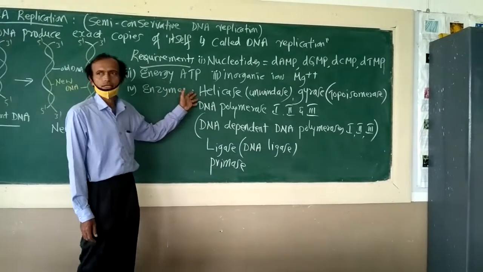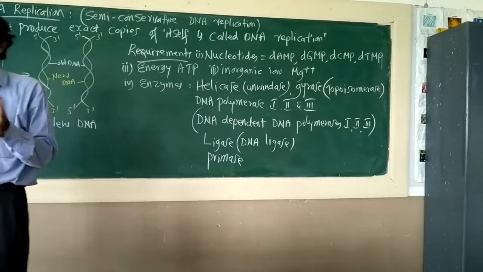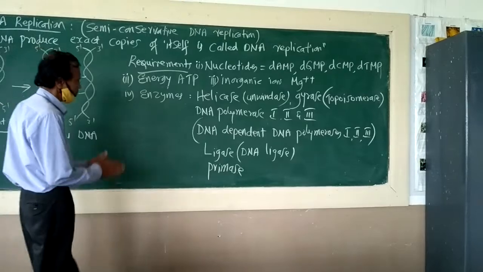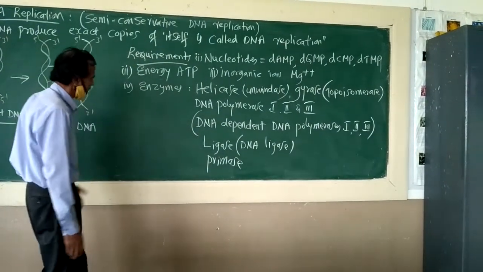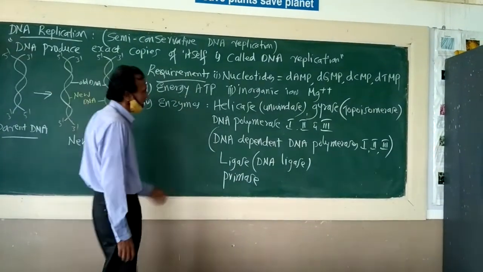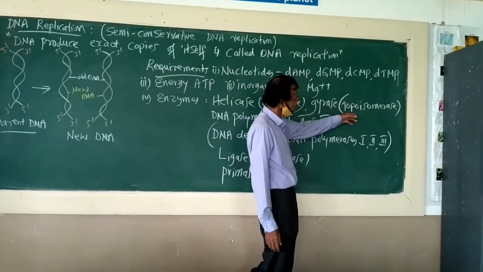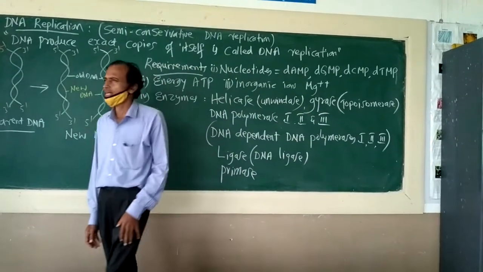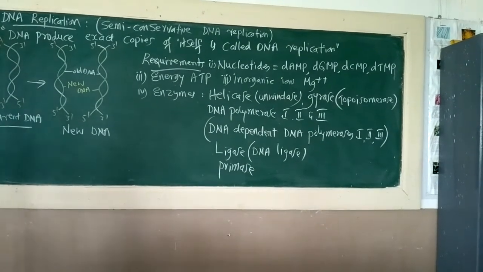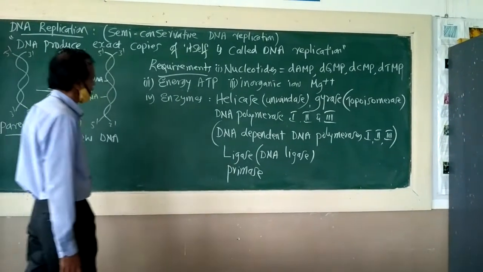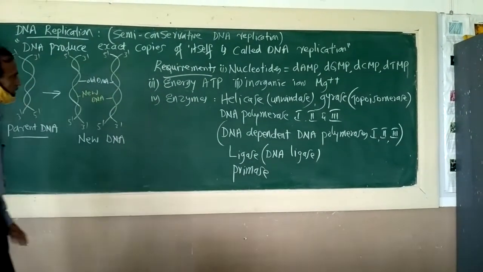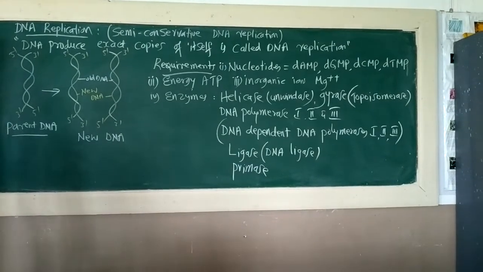One is helicase. Helicase removes hydrogen bonds between complementary nitrogen bases. So that helps in separating the two DNA strands. It is also called unwindase. And one more enzyme, gyrase. It is also called topoisomerase, that is needed to stabilize the separated DNA strands. So these two enzymes together help in unwinding and stabilizing both the DNA strands.